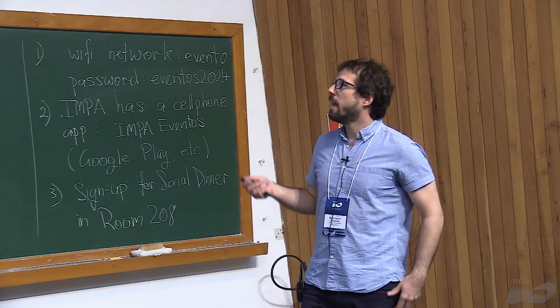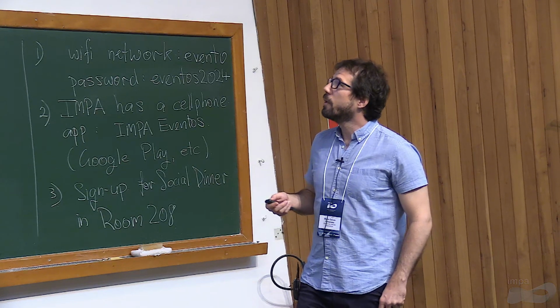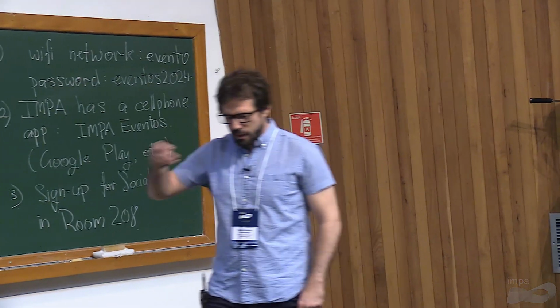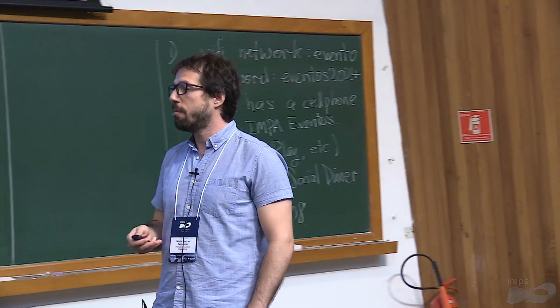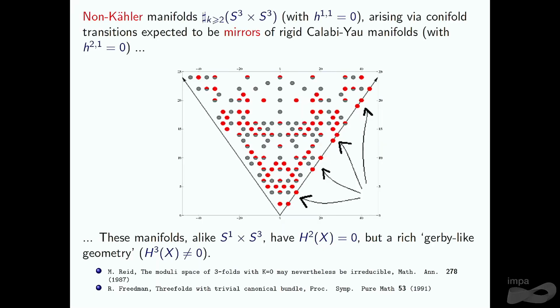And actually, Friedman proved that if you keep doing this conifold transition many times, then you end up in manifolds which are connected sums of copies of S3 cross S3. And these manifolds have no second cohomology whatsoever and have a huge complex structure moduli space. These manifolds in particular have a huge third cohomology group, which is potentially related, at least morally, to this three-form flux in string theory.